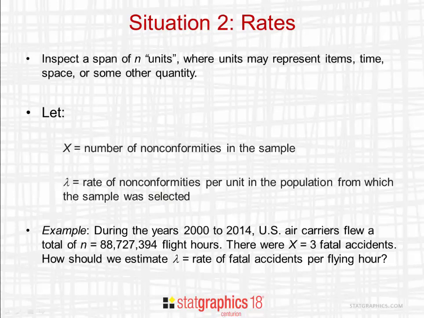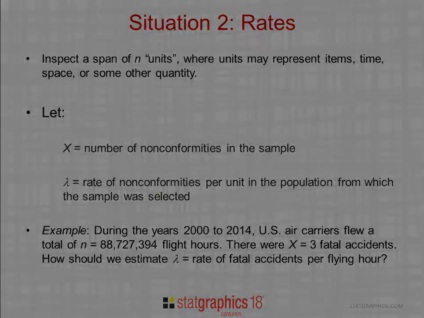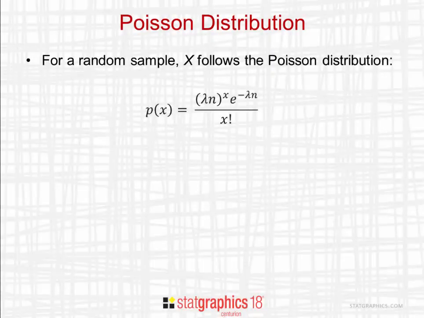As an example, during the years 2000 to 2014, U.S. air carriers flew a total of 88,727,394 flight hours. During that period, there were 3 fatal accidents. How should we estimate lambda, where lambda is the rate of fatal accidents per flying hour? If we assume that accidents occurred randomly over that time period, then x follows the Poisson distribution shown here.